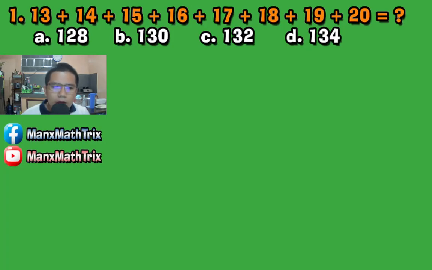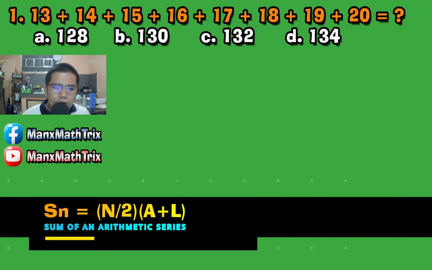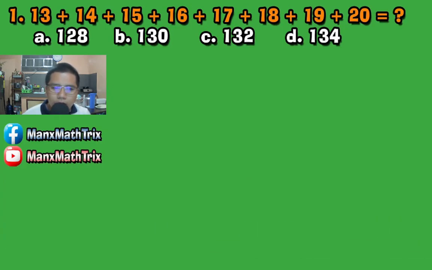Especially if mas marami na ang terms. So, ang ideal thing to do here is to apply the formula for the sum of all the terms in an arithmetic series, which is S of n is equal to n over 2 times a plus l, wherein S of n is equal to the sum of 8 terms, in this problem 8 terms lang, n is equal to the total number of terms, so in this problem we have a total of 8 number of terms. A is your first term, which is equal to 13, and then L is your last term. In this problem it is equal to 20.